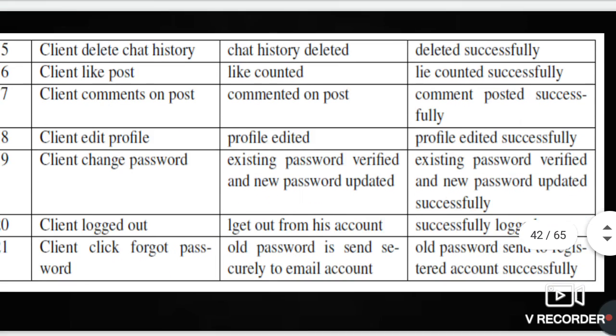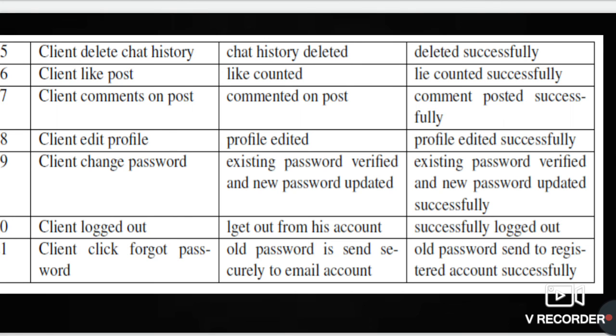Next is client deletes chat history. Here the client tried to delete the chat history and the history was deleted for both of the persons involved in that chatting. This also happened successfully. Client likes a post, and the like is counted. That means if one person likes more than once, his like will be counted only once. This also happened successfully. Client comments on a post, and the comment on that particular post is added successfully.